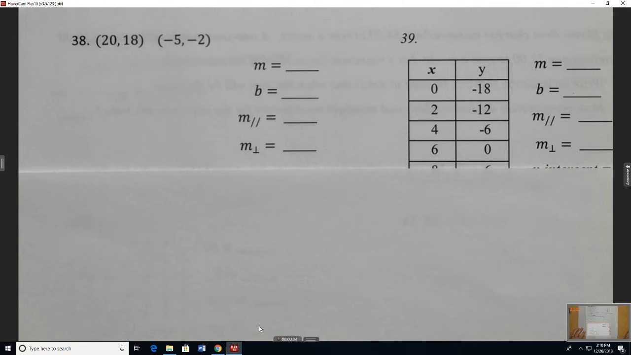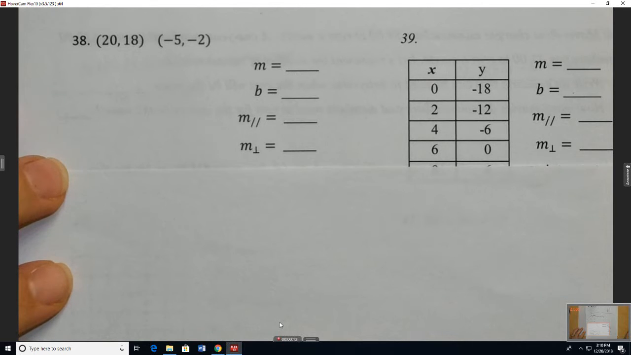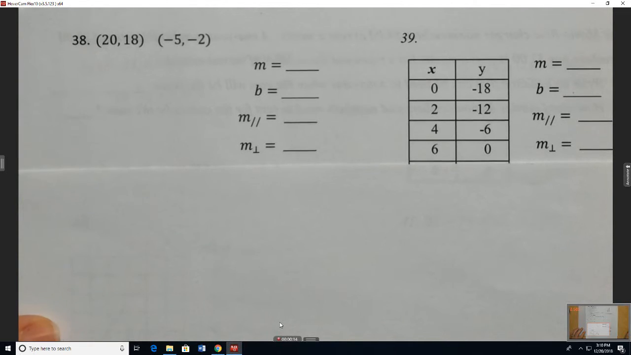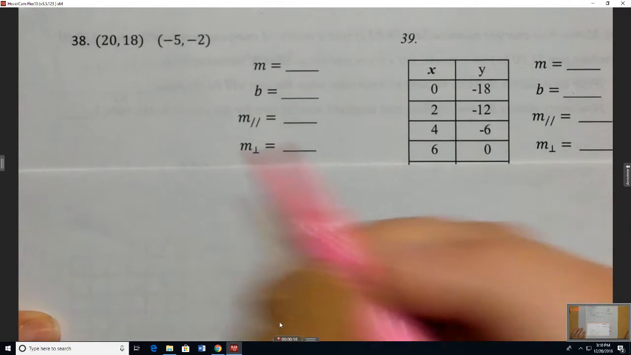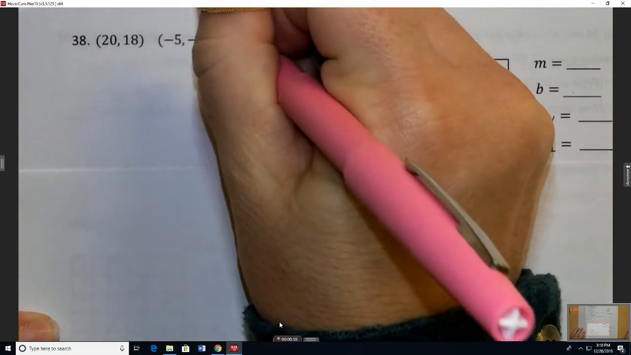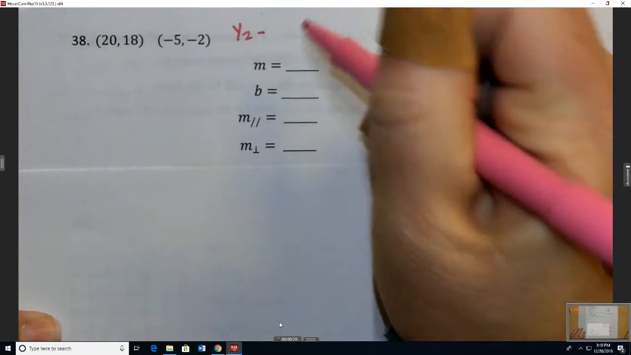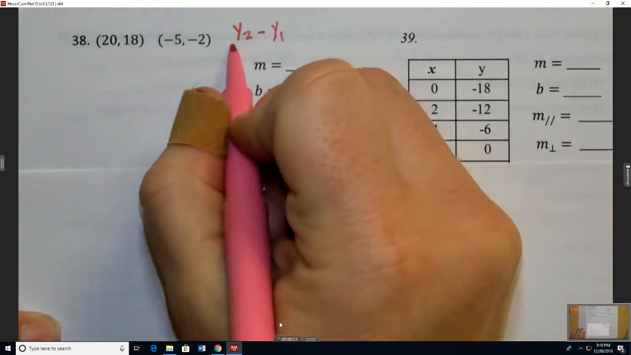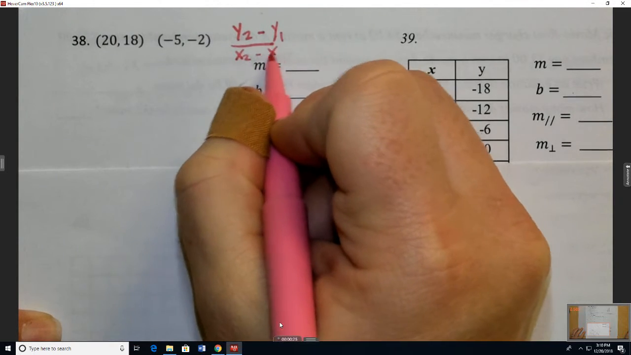Alright, let's go ahead and take a look at question 38. Again, we're finding the slope and the y-intercept and then looking at some of the other information. In this one, we're given 2 points. And in order to find the slope, we need to use y2 minus y1 divided by x2 minus x1.